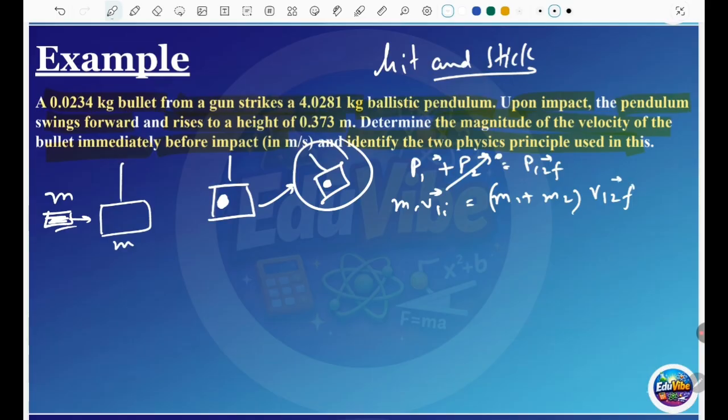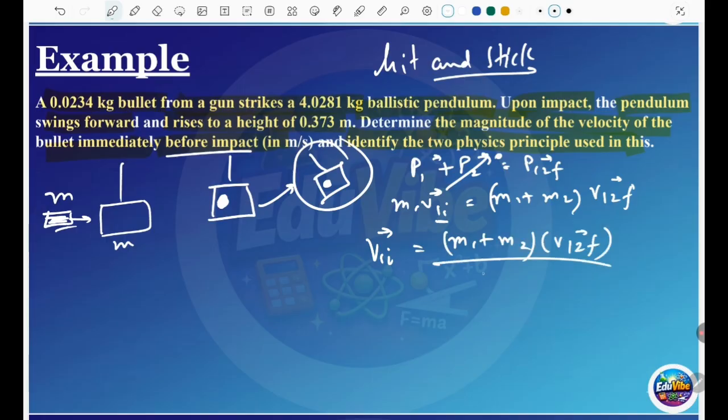What do we have to find? We have to find the speed before the impact, so we have to find v1i. So v1i is equal to m1 plus m2 times the combined final velocity upon m1. So m1 is 0.0234 kg plus m2, which is 4.0281 kg. The combined final velocity we do not have there, so we have to find this.